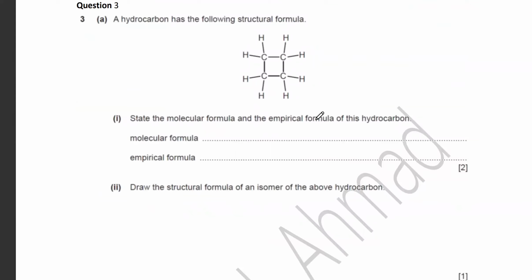State the molecular formula and the empirical formula of this hydrocarbon. So molecular formula is the total number of atoms. So it's C4H8. Empirical formula is the simplest ratio. So that is C1 and H is 2.